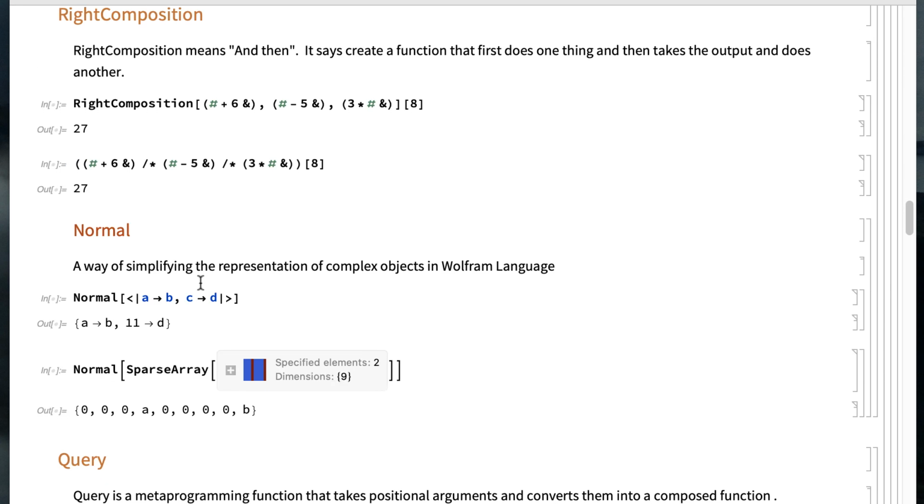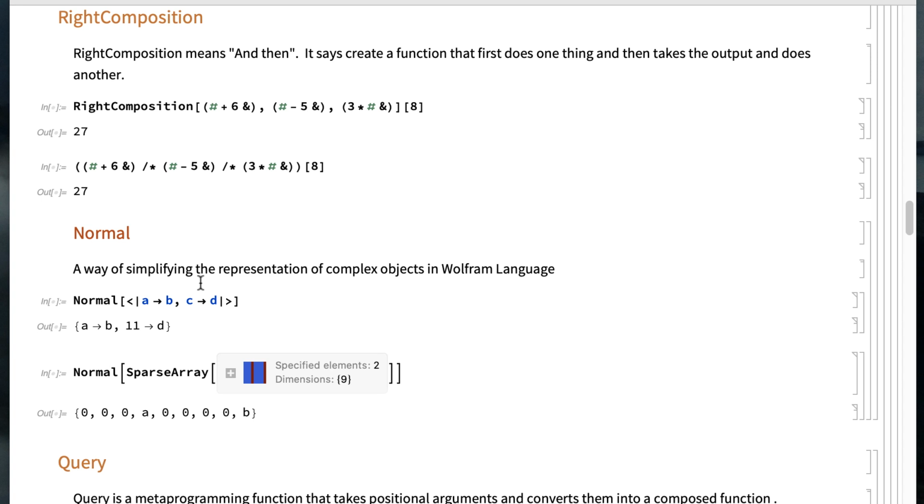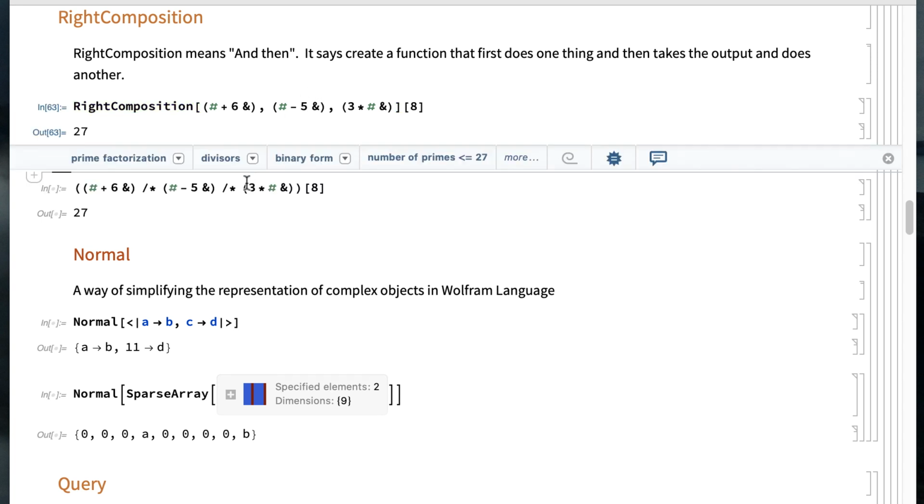All right, right composition. Right composition, I think, is best defined as and then. It says first do one thing, then do another thing. So here I'm going to right compose 3 different functions. This says take your number and add 6 to it, then subtract 5 from it, and then multiply whatever you've got by 3. And I'm going to do that to 8. So we should get, let's see, 8 plus 6 is 14, minus 5 is 9, times 3 is 27. And lo and behold, when I do this, this is what I get.